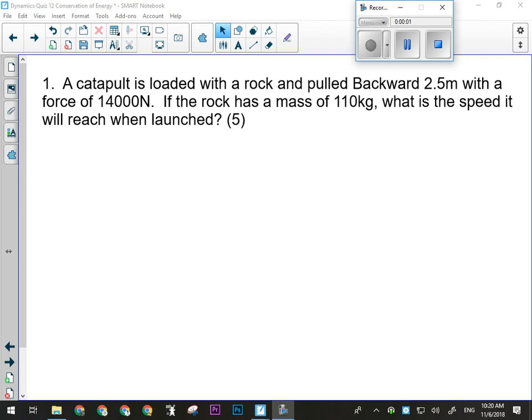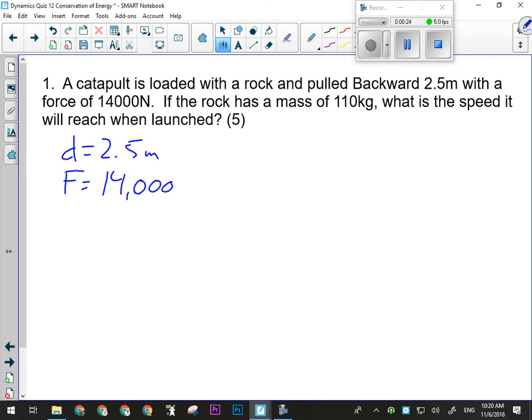All right, so question number 1 here is just like question number 6 from the questions we did yesterday in class. It's actually a work energy theorem question. So we have a catapult loaded with a rock, pulled backward 2.5 meters, using a force of 14,000 newtons. If the rock has a mass of 110 kilograms, what's the speed it will leave the launcher at?